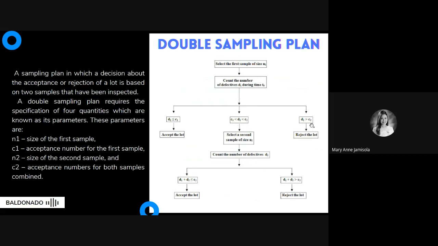Here, if D1, or the defects in your sample number 1, is actually greater than the second acceptance number, then you have to immediately reject the lot. You don't have to go through the second step anymore because even if it is still the first sample, it is actually greater than C2. So there is no need for us to select a second sample. So you have to reject the lot. So that is what we call your double sampling plan.